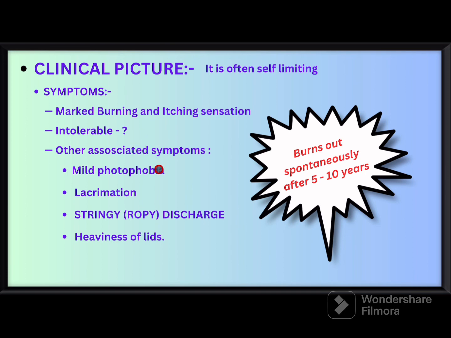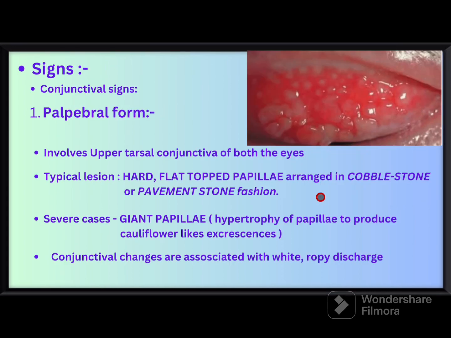Itching is more marked in the palpebral form of disease. We'll shortly learn about the different forms of VKC. So in the palpebral form, you'll have more of itching. Then what are the other associated symptoms? You'll see that there is mild photophobia, lacrimation, stringy ropey discharge and heaviness of the lids. Okay. So it burns out spontaneously after 5 to 10 years. What are the signs now?